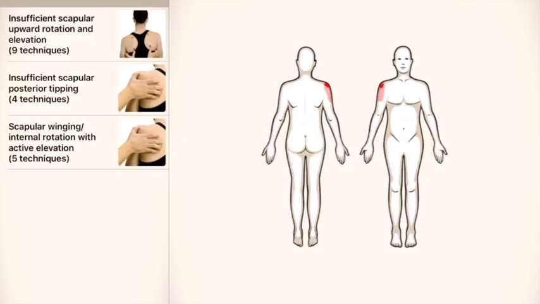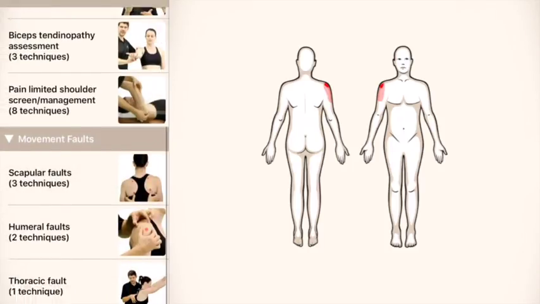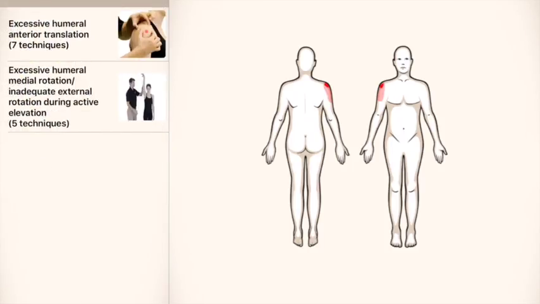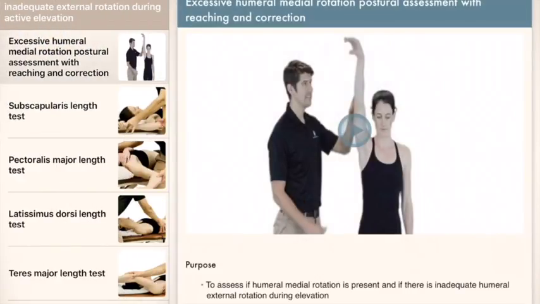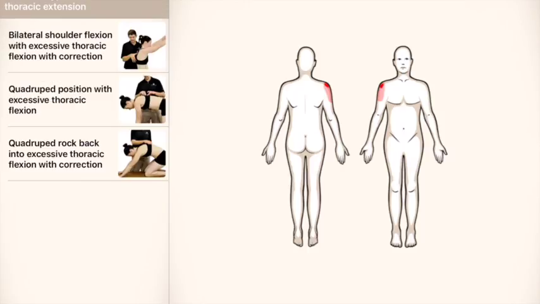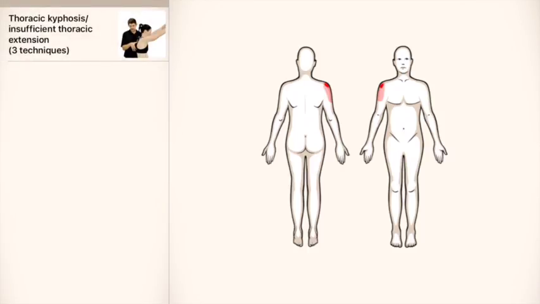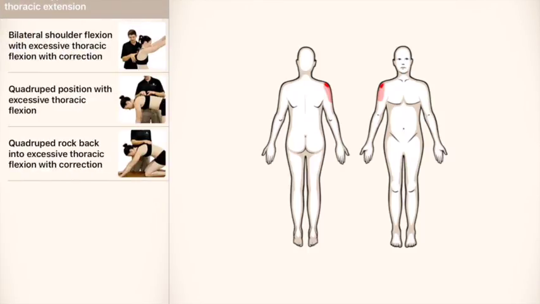You can look through each of these categories. You'll see that there are two humeral faults: excessive humeral anterior translation, as well as excessive humeral medial rotation, which you'll see in the way that the person likes to move. Essentially, this person is not externally rotating enough in their functional movement. And lastly, a thoracic fault. We do know that in order to get full elevation, it is useful to have good thoracic extension.